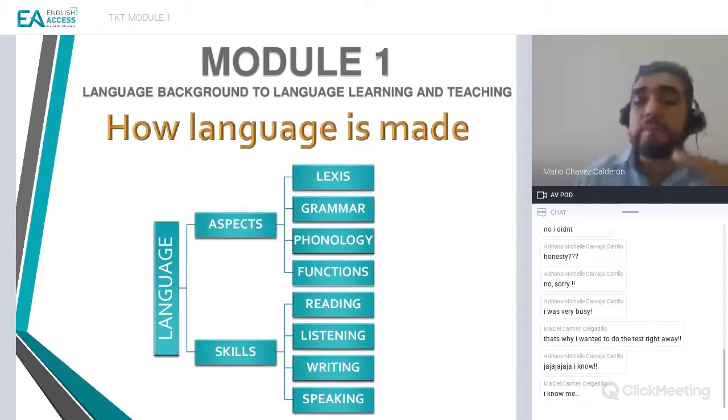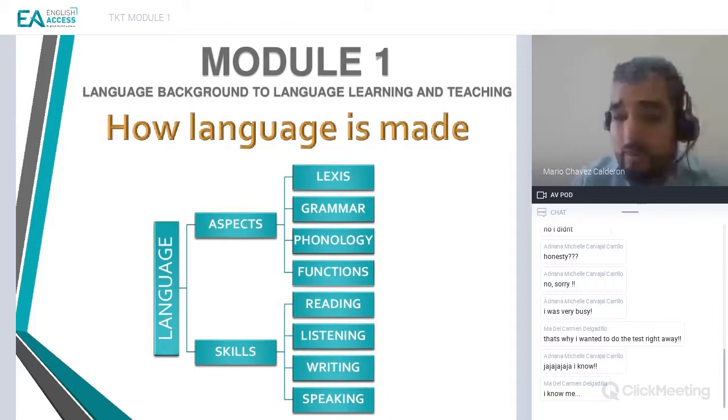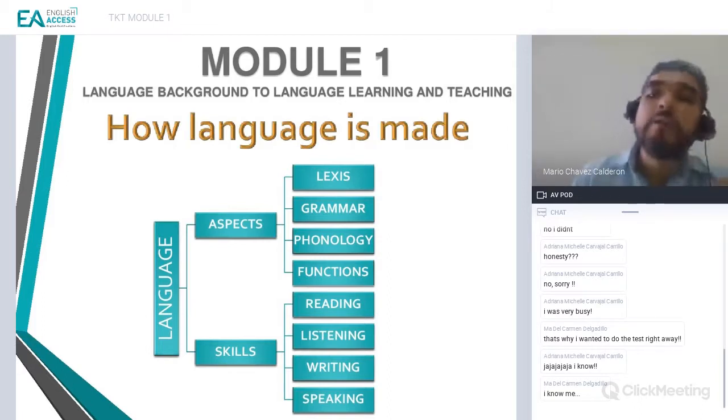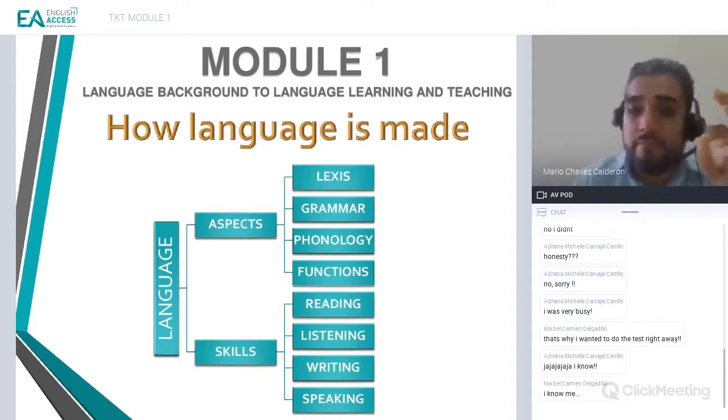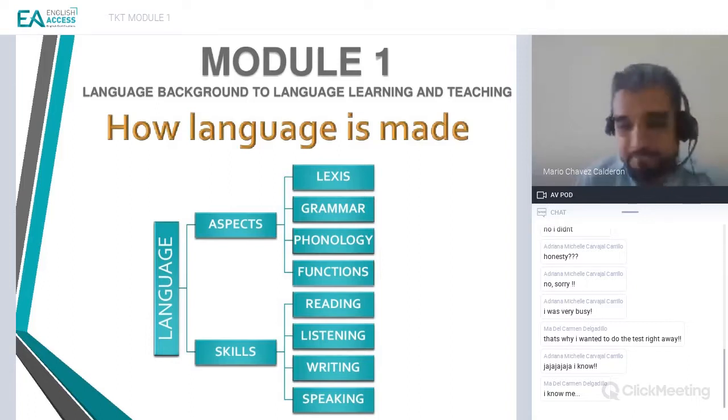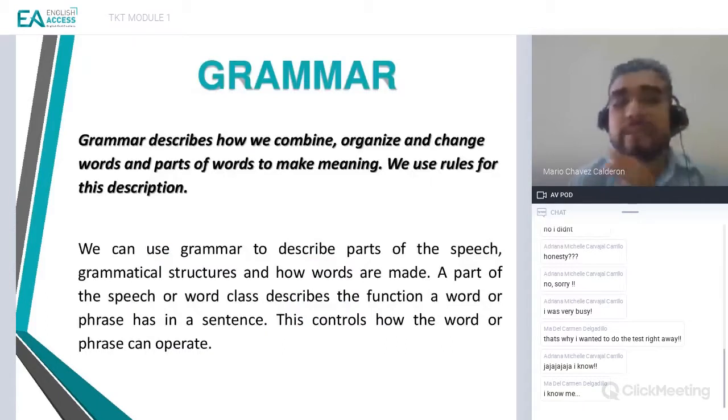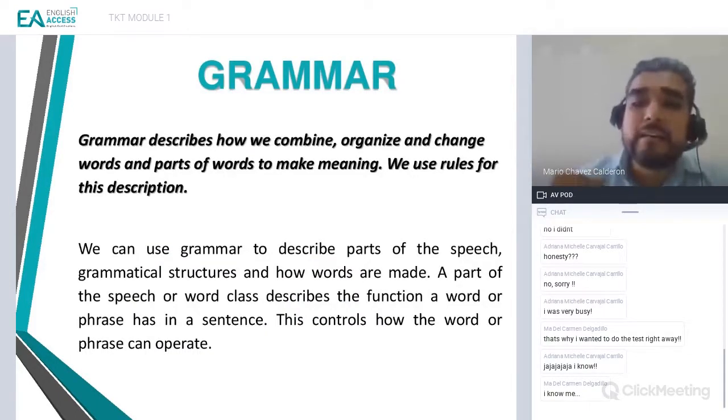The grammar talks about the parts of the speech, the function the words have according to the place where they are in the sentence. It also talks about the grammatical structures. The phonology talks about the sounds, the pronunciation, the connected speech, and everything that is needed to have a good, meaningful pronunciation. And finally, the functions tell us about the use of the language in real life. Okay, let's get started with the first one. The first one is the grammar.